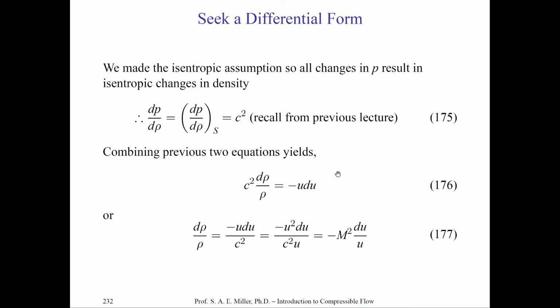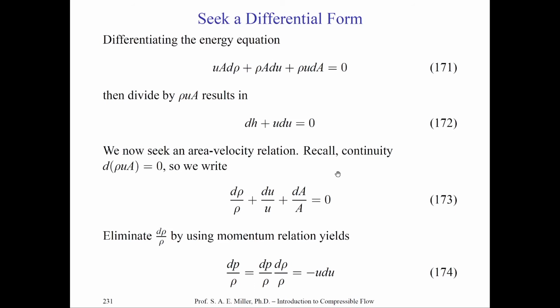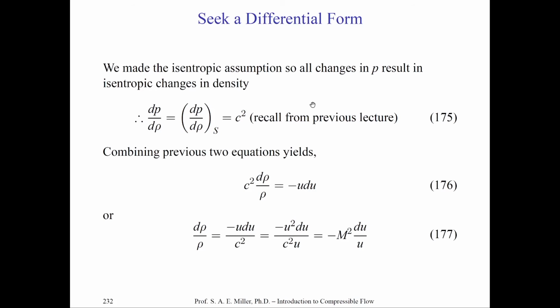Now we can combine equation 175 from the speed of sound relation, dp over d rho goes as c squared for an isentropic process, with our previous equation 174. See dp, d rho, and rho, and dp over rho on the left-hand side of 174. So we can now write in 176, c squared times d rho over rho will go as negative u du, another intermediate equation. Through some rearrangement, which I've shown in 177, I can write d rho over rho will go as negative u du over c squared, which equals negative u squared over c squared times du over u.